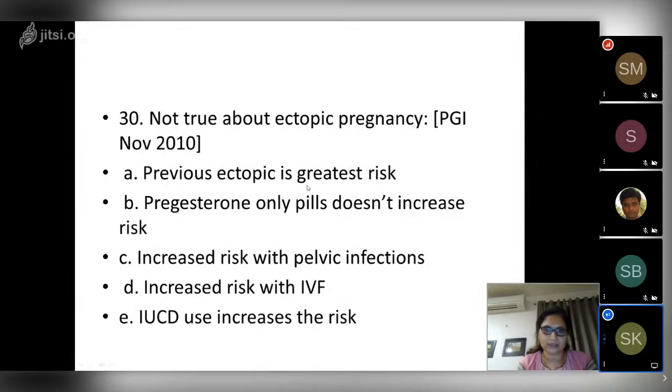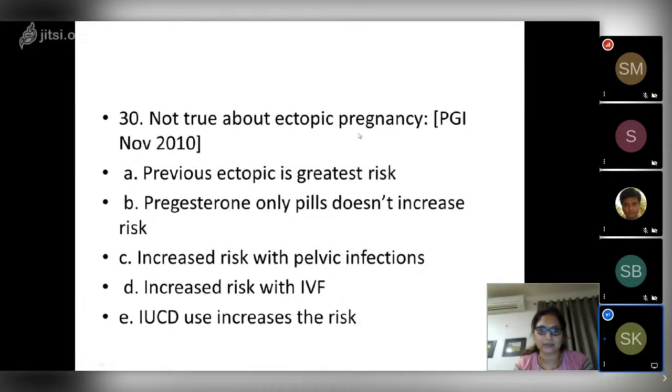Previous ectopic, does it increase the risk of ectopic? Yes, it does increase. So it is actually one of the important risk factors for ectopic. Whenever a patient is giving a history of previous ectopic, you should be doubly suspicious of ectopic in the present pregnancy, right? So previous ectopic is a very important risk factor for repeat ectopic.